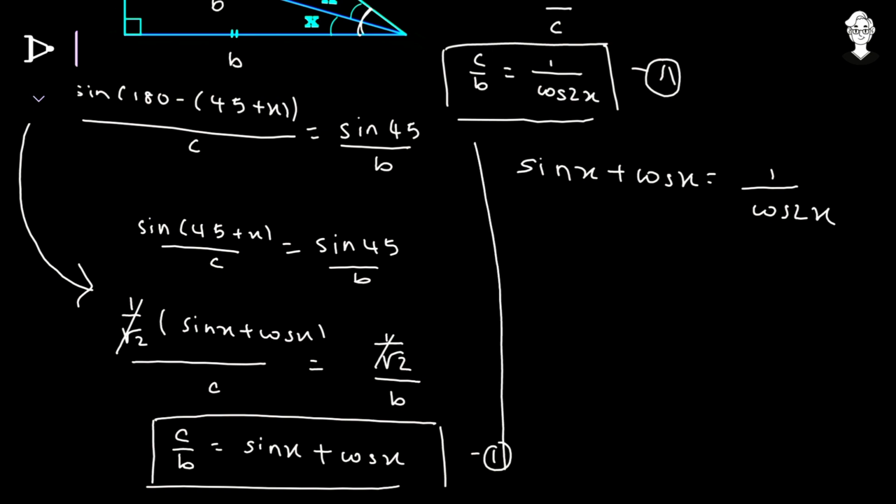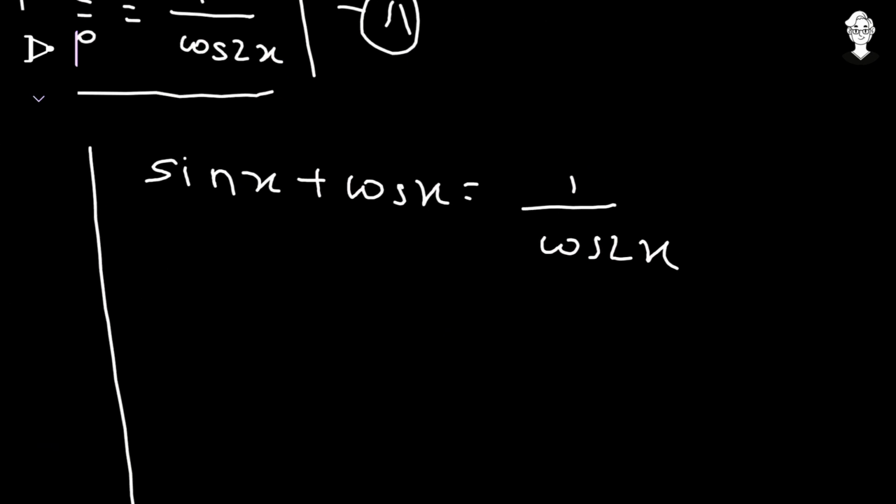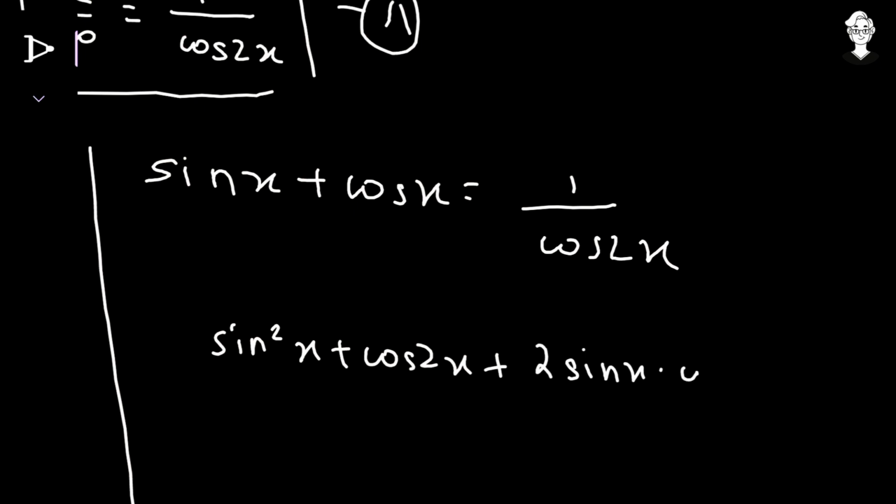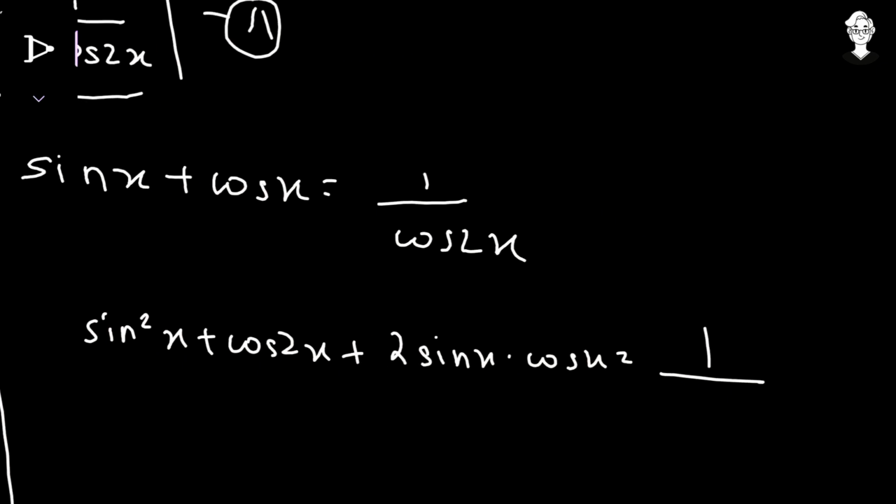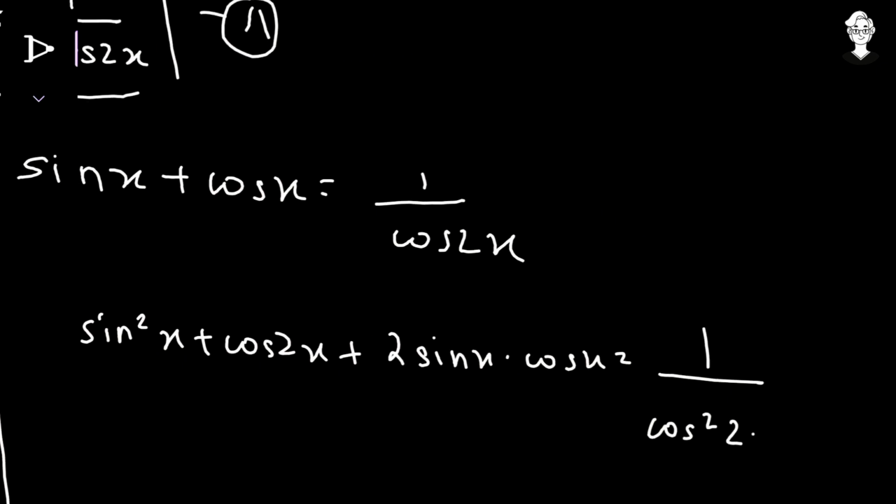Okay, now we will simplify this so as to get the value of sine of 2x. Let me show you how. To do so, we will first square both sides. So the square of the LHS will give me sine square x plus cos square x plus 2 times sine x cos x, and this is going to be equal to 1 upon cos square 2x.